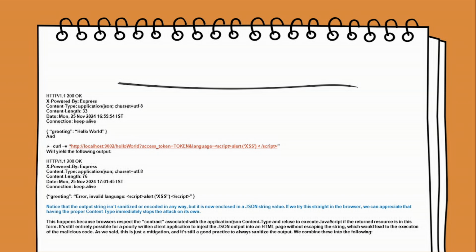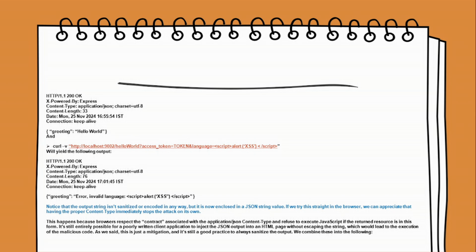Greeting with the error invalid language, and then whatever the language equals, it's just embedded in this output, like a script alert something. So notice that in this case also the output string is not sanitized or encoded in any way, but it is now enclosed in a JSON string value. So if we try this straight in the browser, we can appreciate that having the proper content type immediately stops the attack on its own.